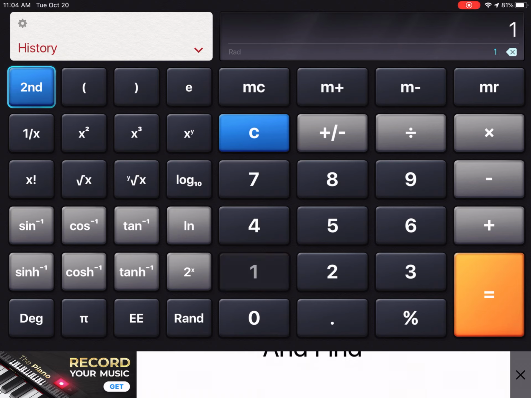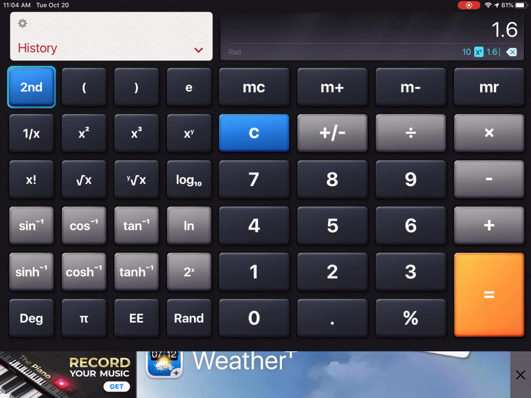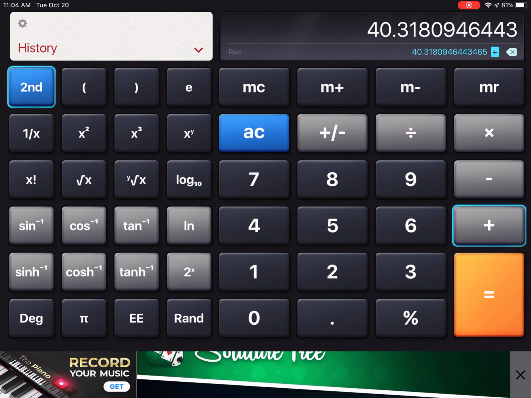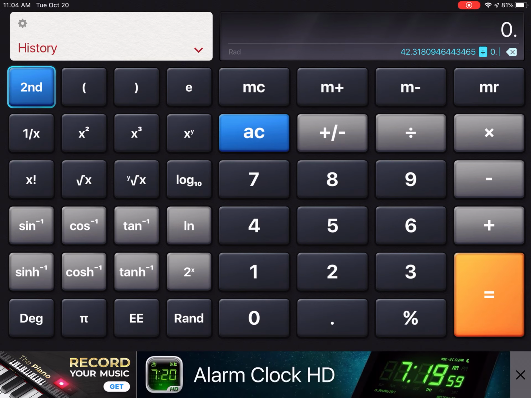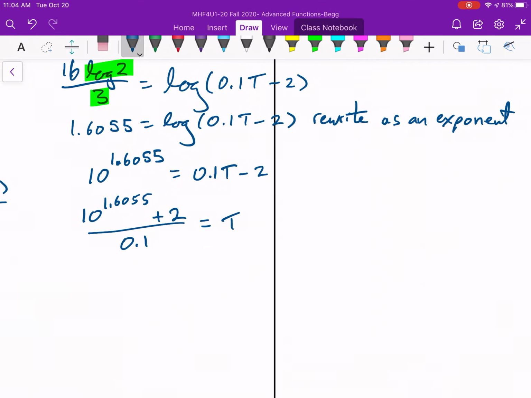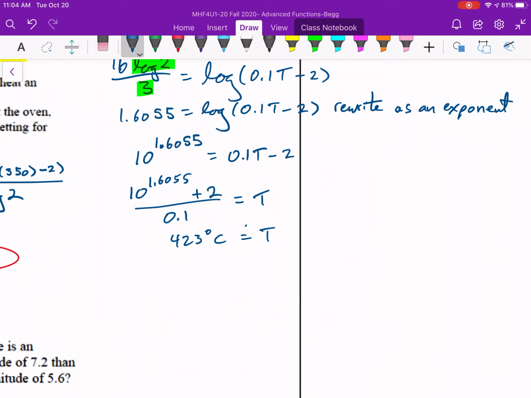So 10 to the exponent 1.6055 plus 2 divided by 0.1, which is the same as multiplying by 10, is 423 degrees, approximately. So probably didn't set the oven to 423 degrees. It was probably set to 425 degrees. Good pizza cooking temperature.